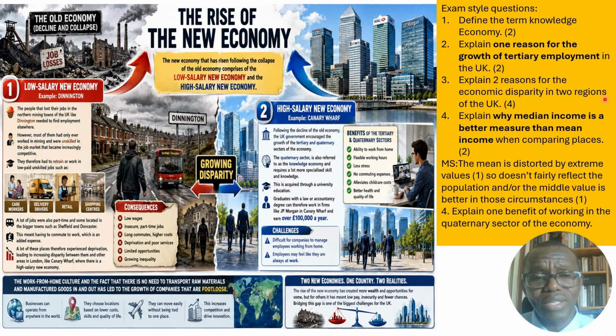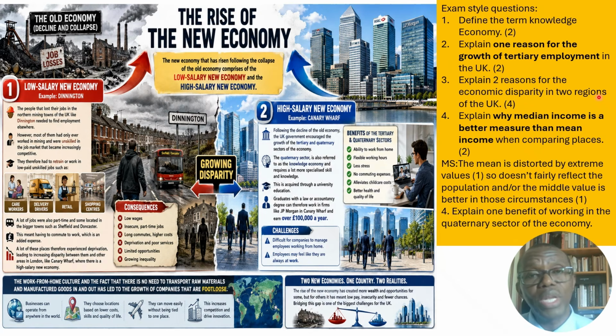And therefore, the types of jobs that they then got in the tertiary sector were not necessarily very well paid jobs. Now, as we can see here, some of the jobs that they got include care work jobs, delivery drivers, retail, and work in shopping centers. Now, that obviously implies that the pay that they are going to get in these jobs is not necessarily as high as the pay that people in the knowledge economy, for example, would get. And therefore, this meant that these areas still remained quite poor, the areas where the old economy collapsed.